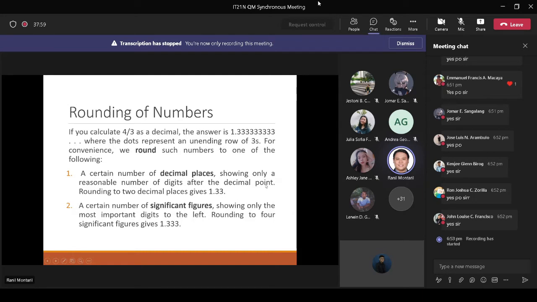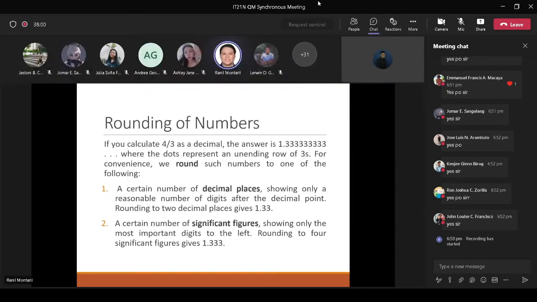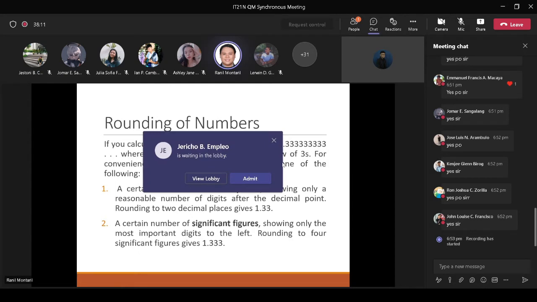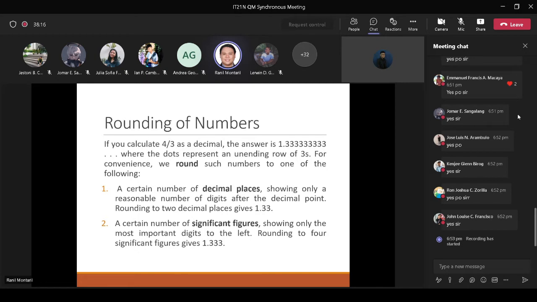So here we are at rounding of numbers. Basically, this is very common, and we use it a lot in our daily lives. Normally, when we do rounding off, the reason is that it depends on how much value of a number we want to quantify. Sometimes that is in terms of decimal places, right? Or sometimes it is based on significant figures.